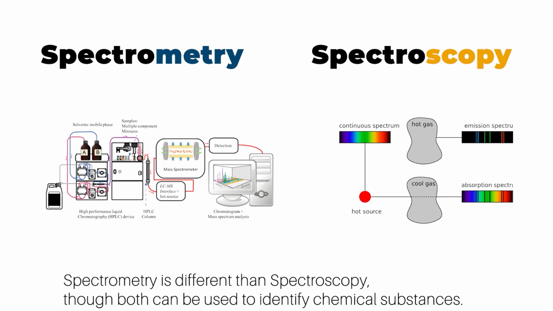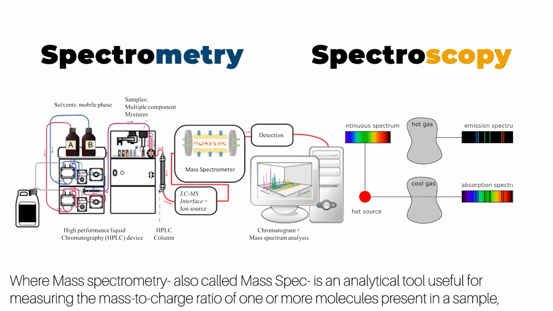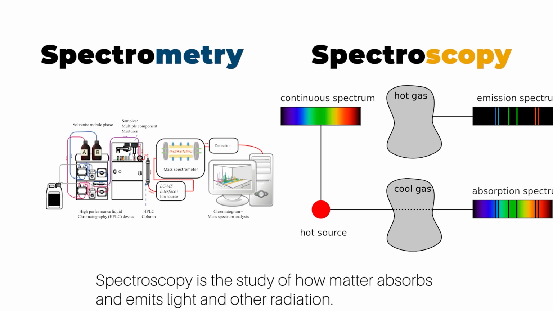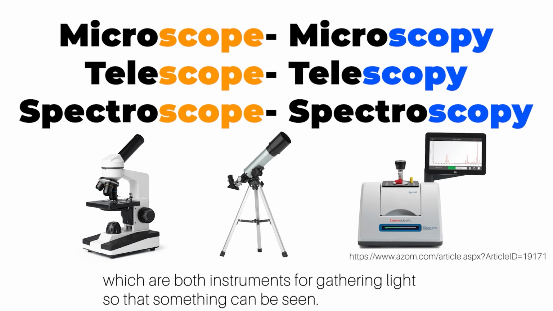Spectrometry is different than spectroscopy, though both can be used to identify chemical substances. Where mass spectrometry, also called mass spec, is an analytical tool for measuring the mass-to-charge ratio of one or more molecules present in a sample, spectroscopy is the study of how matter absorbs and emits light and other radiation. The end of the word is similar to the end of microscope or telescope, which are both instruments for gathering light so that something can be seen.